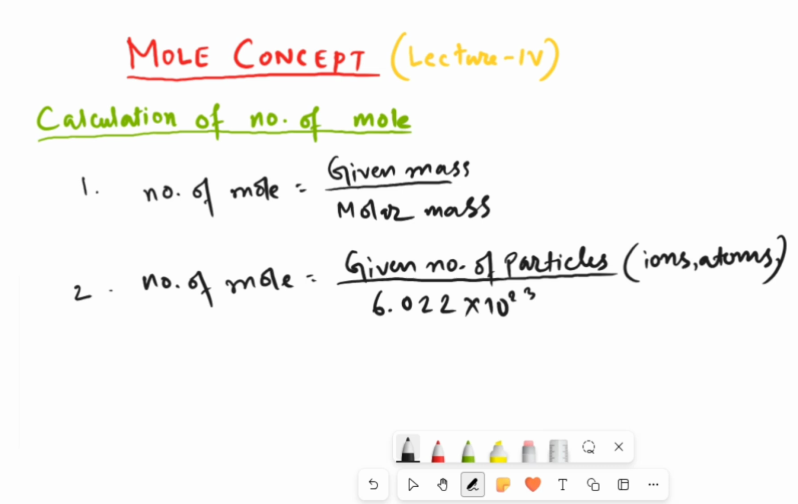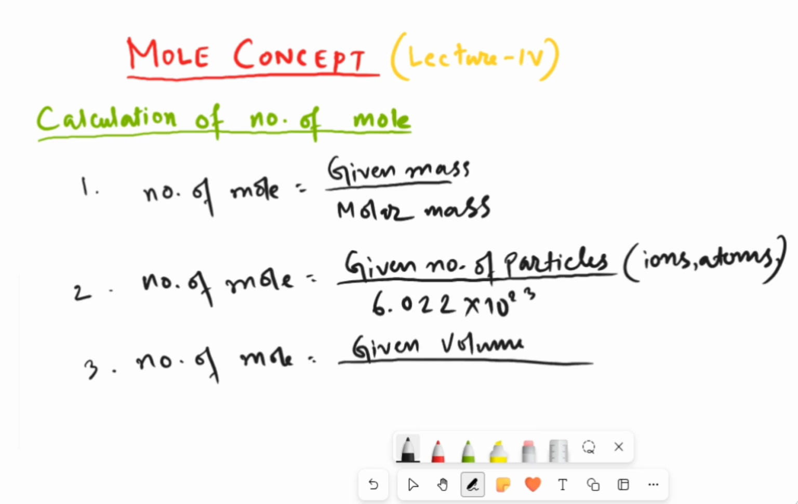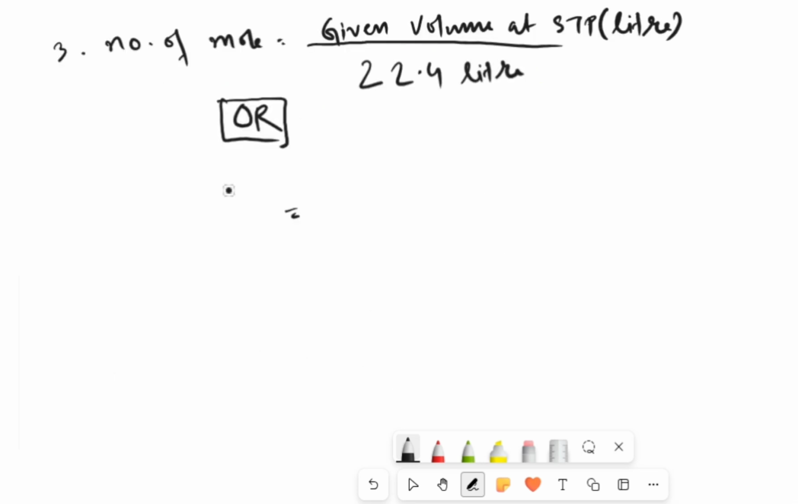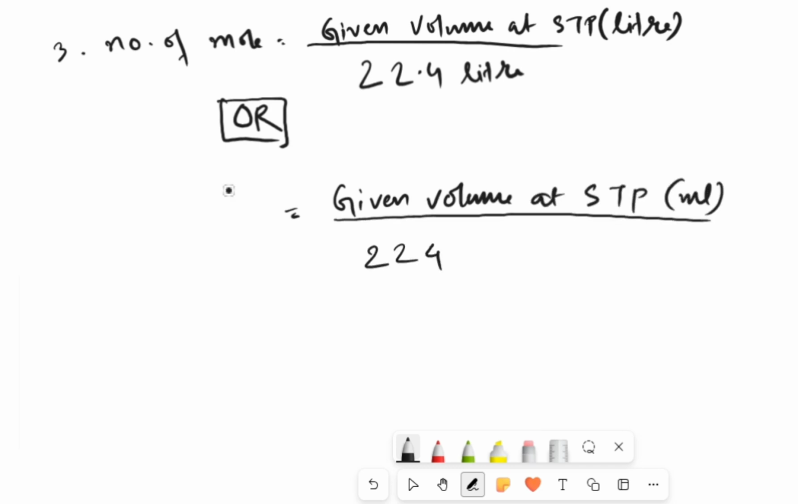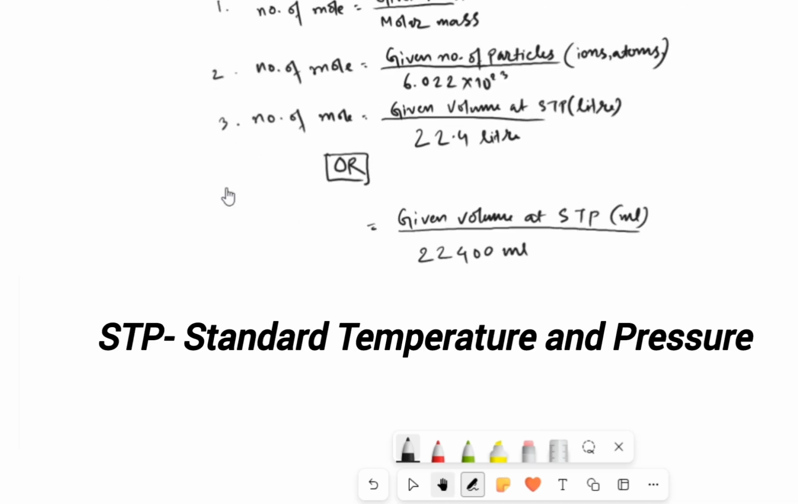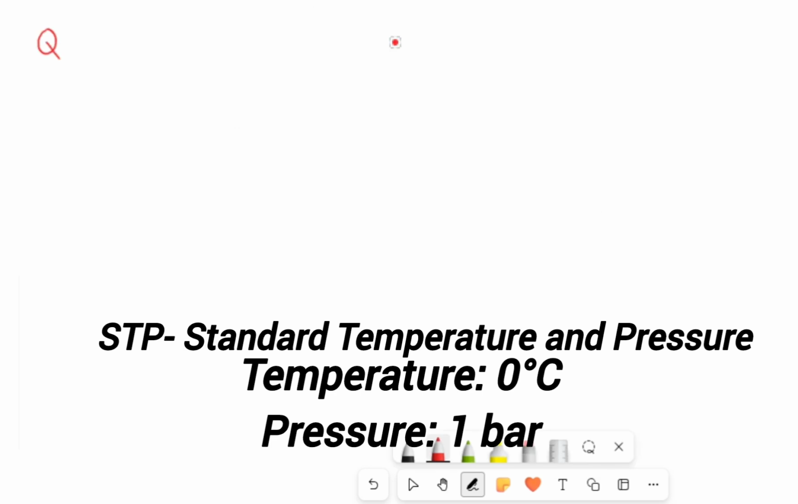Now if volume is given, then we will apply the third formula, that is number of mole is equal to given volume at STP, that will be given in liter, by 22.4 liter. Or you can also write the formula, if the volume is given in milliliters, then we will write given volume at STP in ml by 22400 ml. STP means standard temperature and pressure, that is temperature 0 degree Celsius and pressure 1 bar.